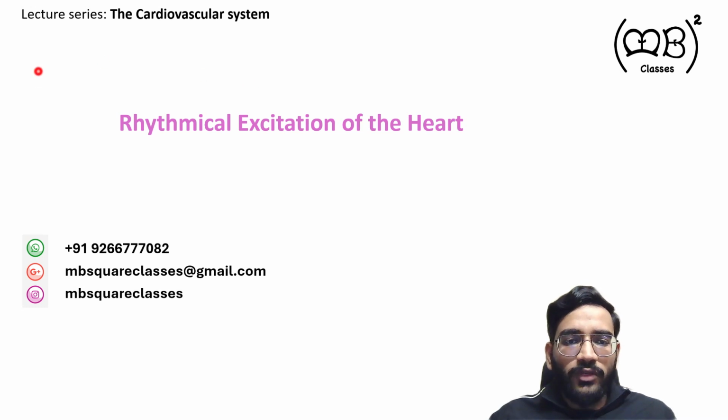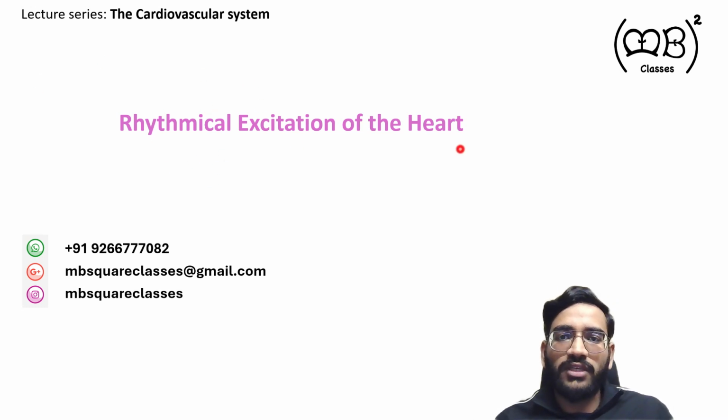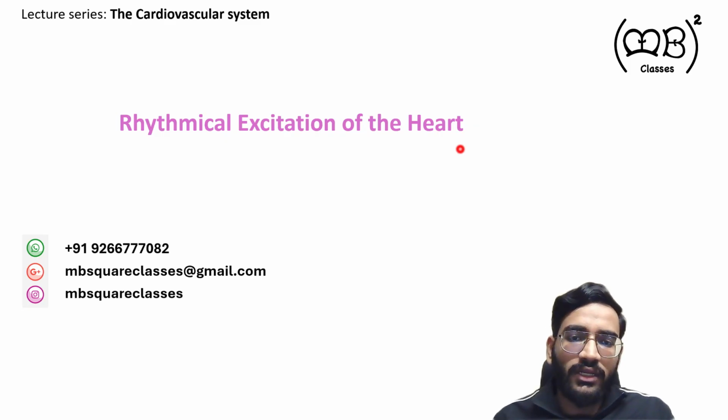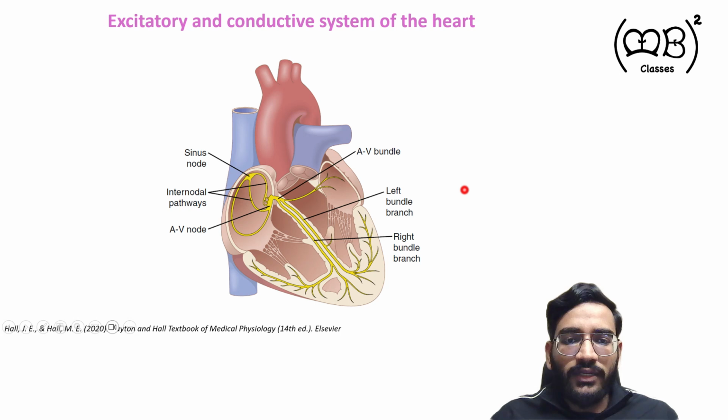Hello. So today we'll be discussing the rhythmical excitation of the heart. In this, mainly we'll be discussing how the SA node is able to generate the rhythm automatically, or how there is autorhythmicity in the heart, and the intrinsic conducting system of the heart. Autorhythmicity is also known as self-excitation, or the ability of the SA node to generate action potentials or rhythms without any external influence.